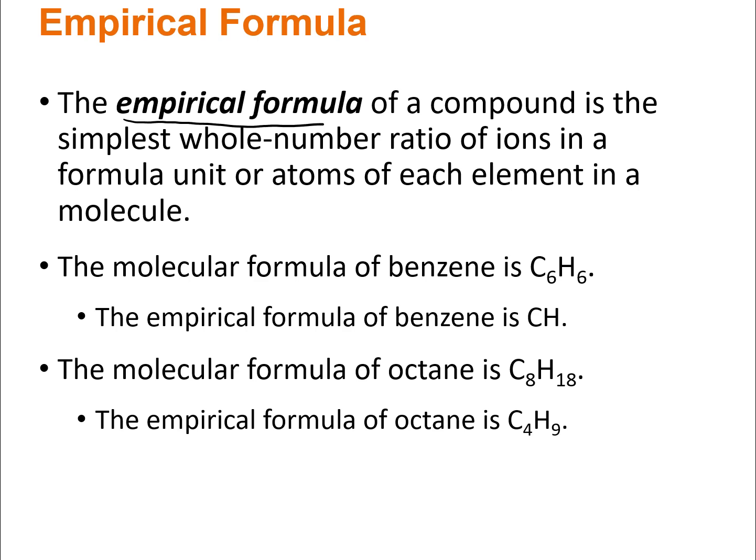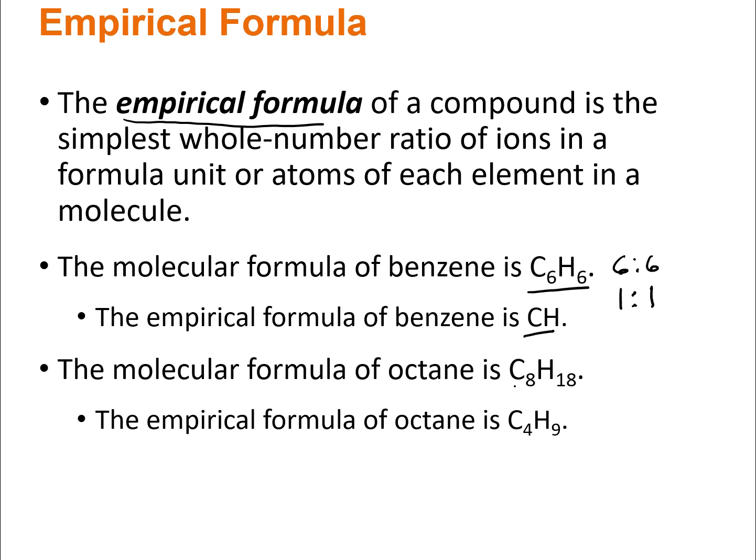So back to empirical formulas. The empirical formula is just the simplest whole number ratio that you can get for a group of elements or ions. If we have benzene, its molecular formula, so what it actually is, is C6H6. If we reduce that down as much as possible, the ratio is 1 to 1. C6H6, that's the same thing as saying 1 carbon for every 1 hydrogen. So that empirical formula is CH.